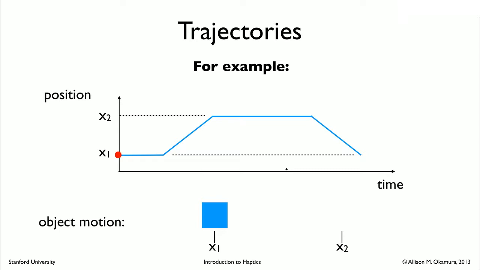So let me give an example of a very simple trajectory, and there's also an animation of an object moving below that corresponds to the trajectory. So in this trajectory, you have an object moving between a position x1 and another position x2, and it's moving in this single dimension over time.